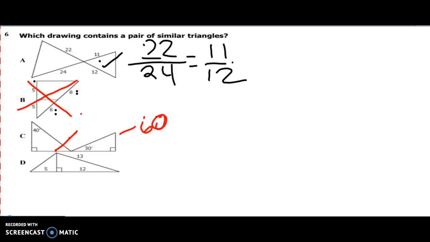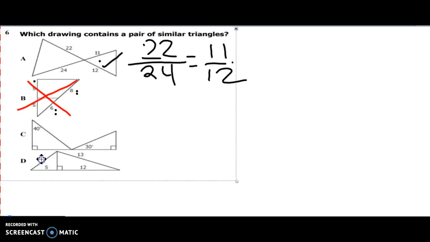When we're looking at the last one, trying to figure that one out, comparing, I don't know the information over here on this side. So if I don't know this information over here on the side, I can't compare it, so there's not enough information for that one. So the only one that works for me is A. That's the only one that I know would be similar triangles in that particular picture.